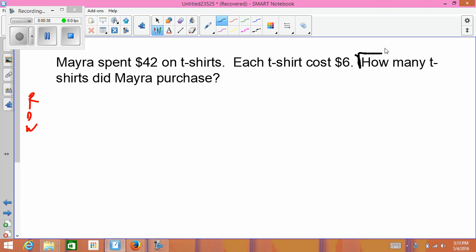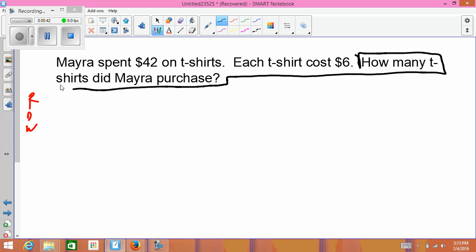So this is my question right here. I want to figure out, with those $42, how many t-shirts I was able to buy, each one cost $6. Math language, we know she has $42 to spend. We know that each t-shirt costs $6. And we want to know how many t-shirts she was able to purchase.